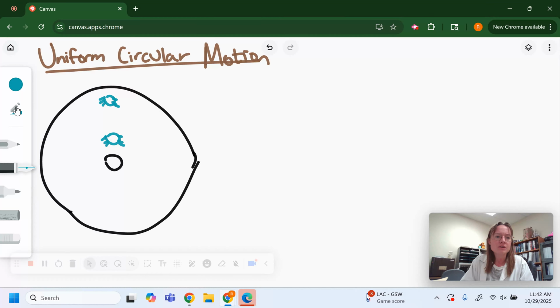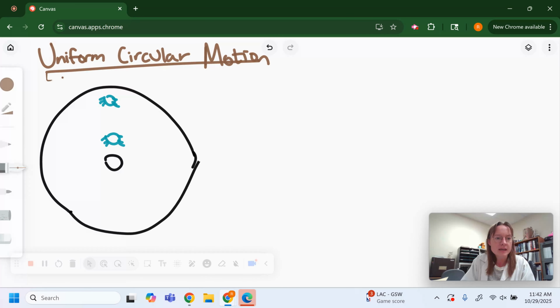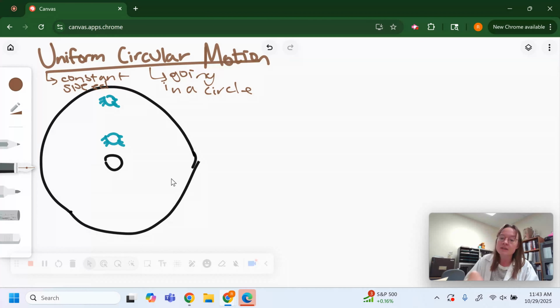When we say uniform, it just means going at a constant speed. Constant speed. And when we say circular, we mean going in a circle. So when we talk about uniform circular motion, we're talking about things that are moving at a constant speed in a circle. Like these two bugs on a record. They're spinning around in a circle, but they're going at a constant speed. That record isn't speeding up. It's not going faster and faster as it spins. It's not slowing down. We're looking at uniform circular motion, which is what happens when an object is spinning in a circle at a constant speed.